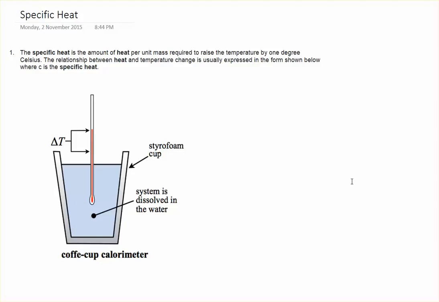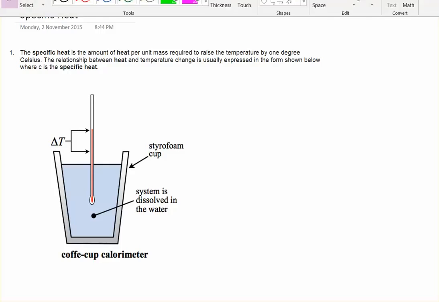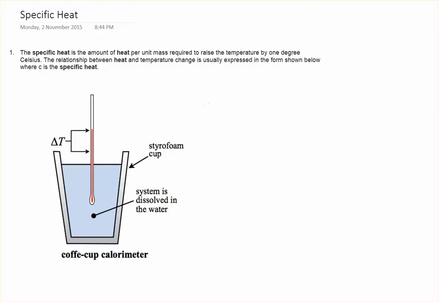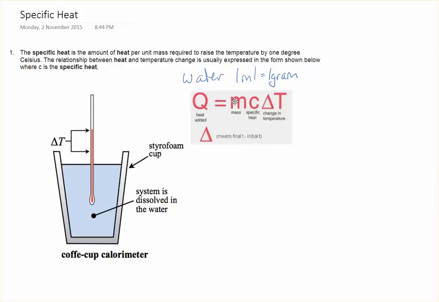So the specific heat is the amount of energy that's required to change 1 gram of water, or 1 milliliter of water, 1 degree Celsius. Now, for something like water, 1 mil of water equals 1 gram. And if we look at the equation for the specific heat of a material, we have Q equals mc delta T. It's also referred to as Q equals mcat, just to make it a bit easier to remember.